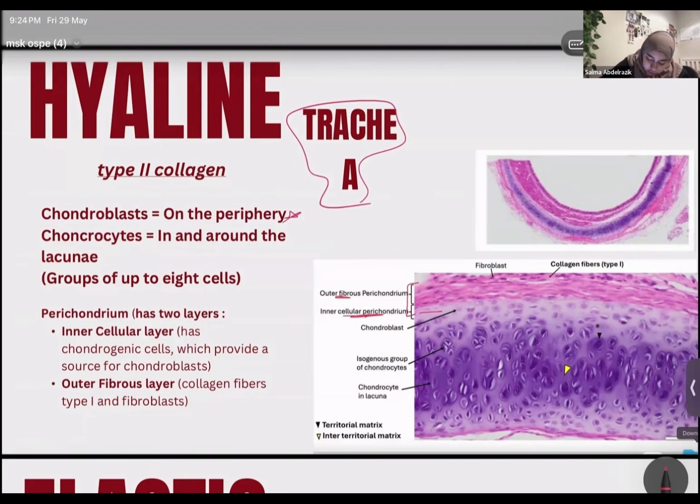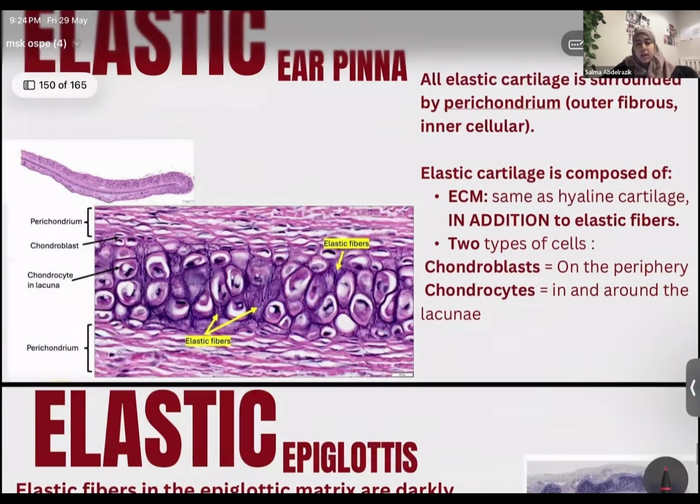You have chondroblasts on the periphery. Let's say blast is for beginning, right? So this starts and then becomes chondrocytes, groups of up to 8, in and around the lacuna. Perichondrium, we said inner cellular, outer fibers. That's all you have to know. You have to know this is interterritorial, and the openings themselves are territorial matrix. Easy. So it's collagen type 2. You have two layers of the perichondrium. Pink one is outer fibrous. Purplish one is inner cellular. Then you have chondroblasts in here, and then they'll start dividing, becoming chondrocytes. And we're done with hyaline.